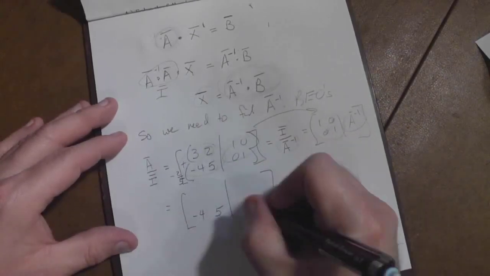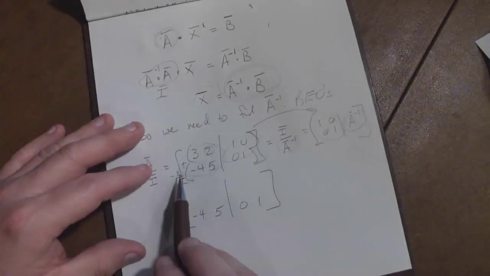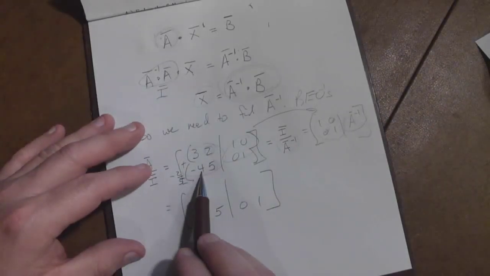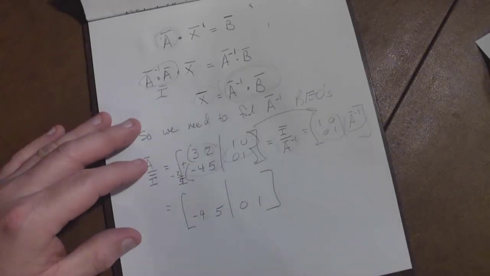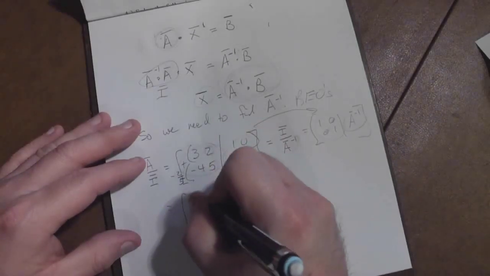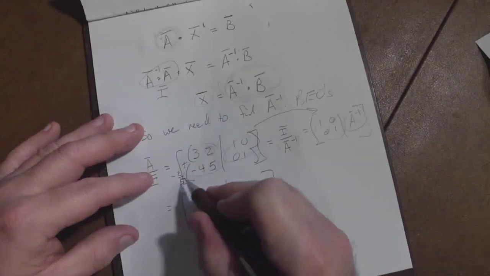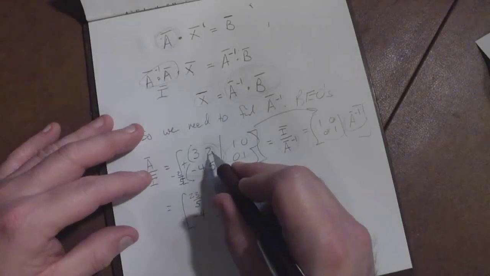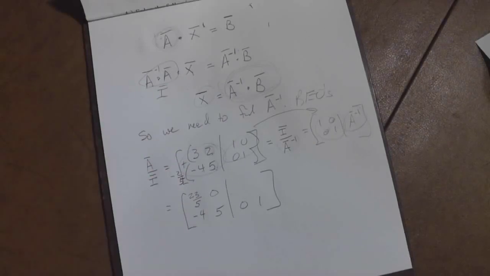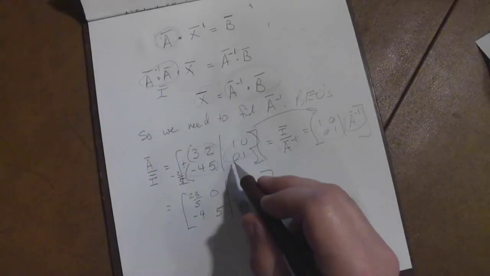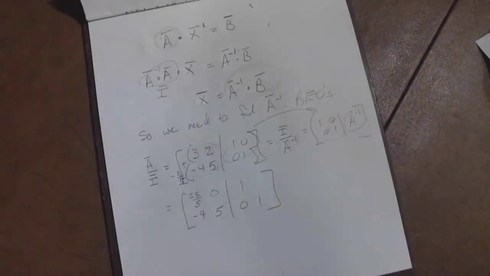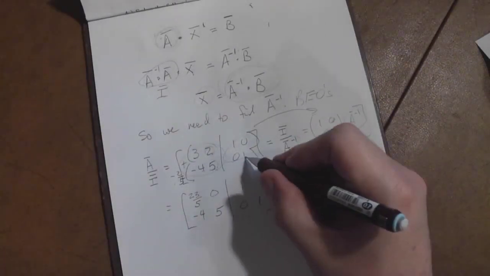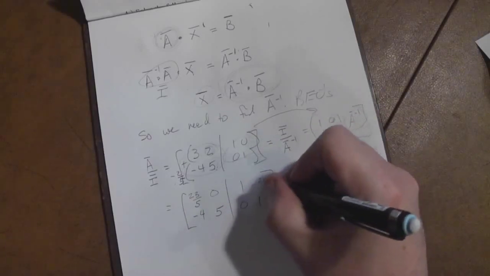This is not going to change the second. But this will change the first row, where if we take negative 2 fifths times negative 4, that will be 8 fifths. And 8 fifths plus 3 is 8 fifths plus 15 fifths. So 8 fifths plus 15 fifths is 23 fifths. We end up with 23 fifths up here in that location. Whereas negative 2 fifths times 5 is negative 2. And when added to 2 becomes 0. That was the whole reason we used the negative 2 fifths there. Whereas negative 2 fifths times 0 is 0, so added to 1 becomes 1. And negative 2 fifths times 1 is negative 2 fifths, so added to 0 is just negative 2 fifths in value.